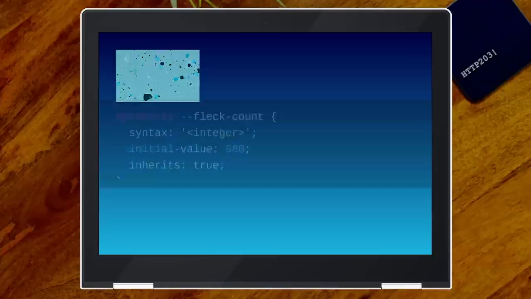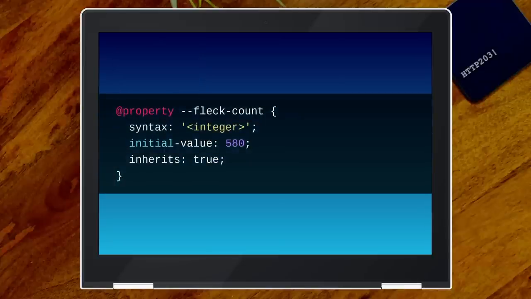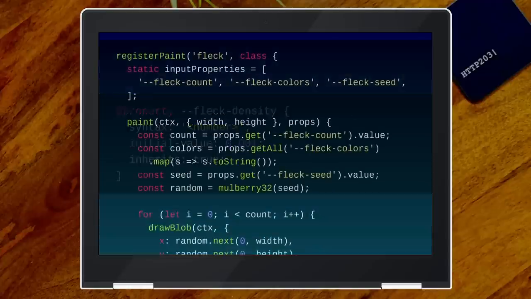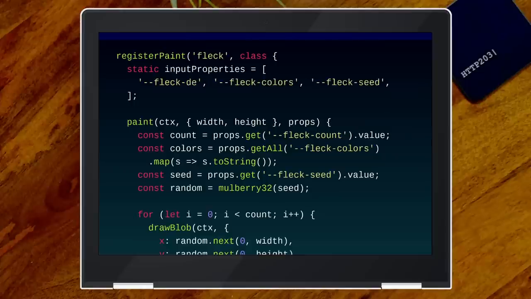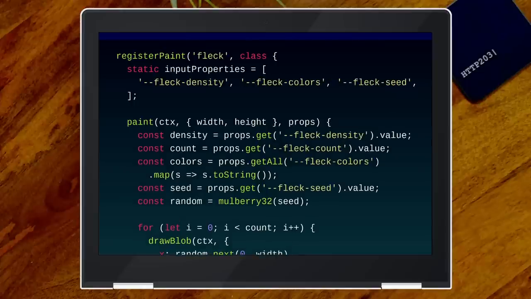So we're going to fix that. What we really want is, instead of a count, like a static number for every box, we're going to make it a number, not an integer, which means we can use decimals. And this is going to be the chance of each pixel being a blob. So not count, it's density, and get that number. And our count is now just going to be width times height times density. Job done. That makes a lot of sense.